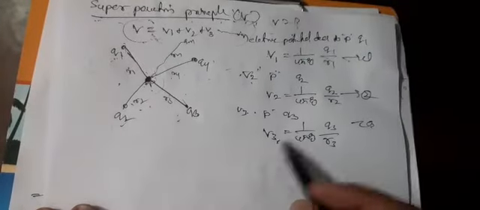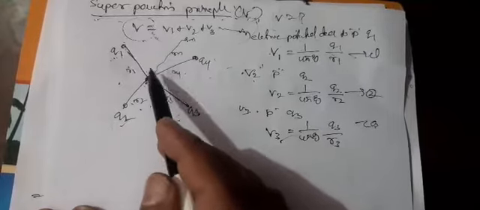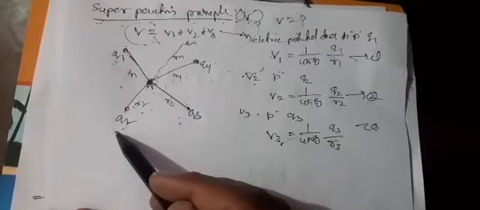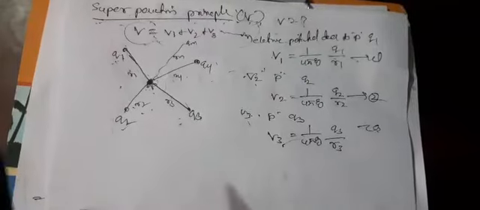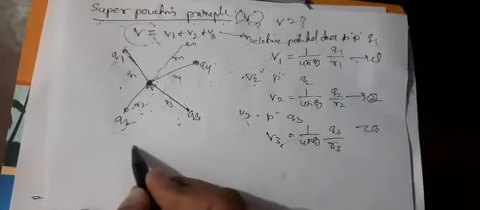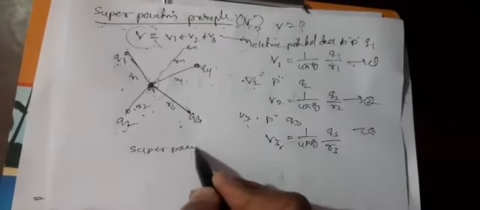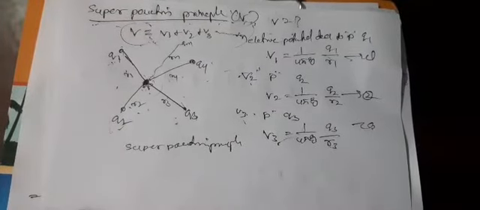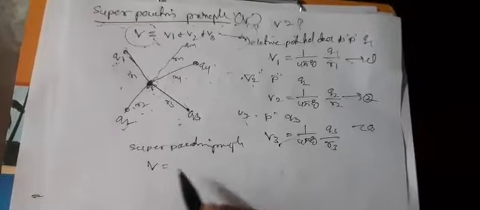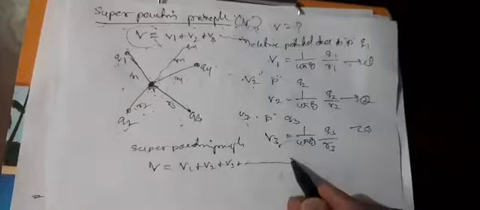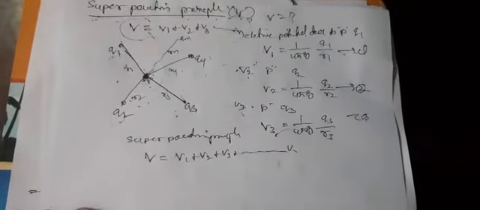V1, V2, V3 are the electric potentials at a point P due to the first charge, the second charge, and the third charge Q3. Then, after V1, V2, V3, we use the superposition principle. What is the statement of the superposition principle? The total electric potential is equal to the sum of the individual electric potentials.